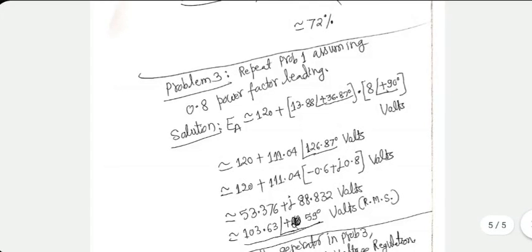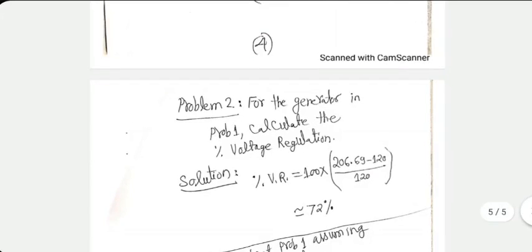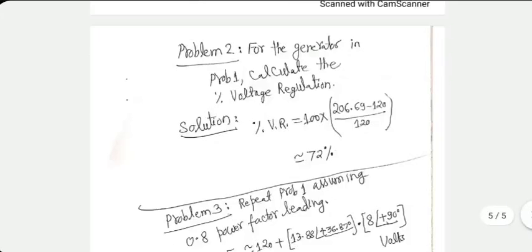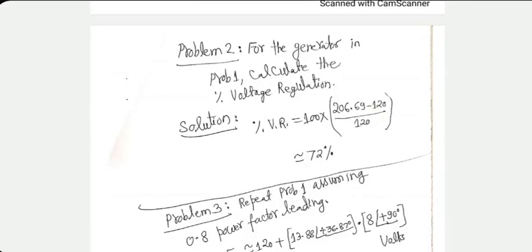Now, the last problem, no, not last, the second one is, for the generator in problem 1, calculate the percentage voltage regulation. That should be simple. At no load, the magnitude of the output voltage will be same as magnitude of the excitation voltage or back EMF, because no current is flowing. So 206.69 is the no load voltage. Full load voltage is 120 volt. We are talking per phase. Divided by 120, and then multiply the result by 100. That's a very bad voltage regulation, 72%. But anyway, that's the way it is.